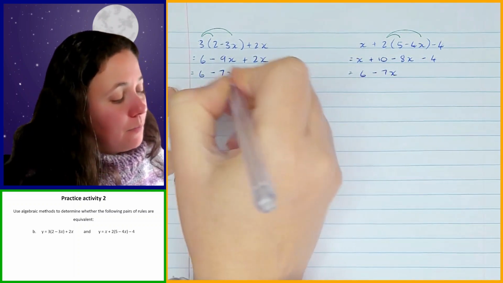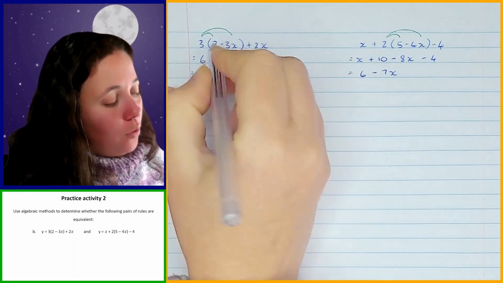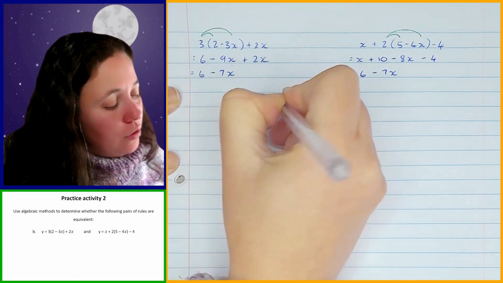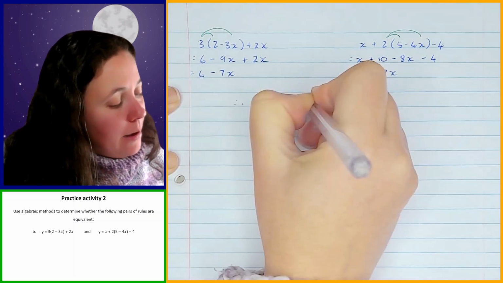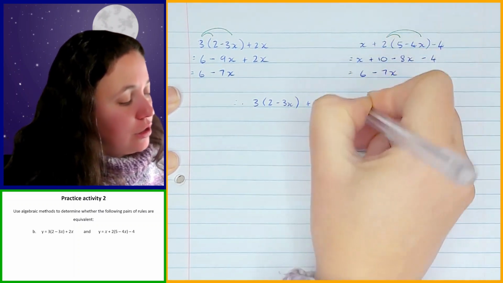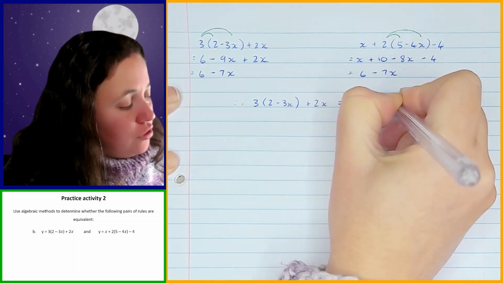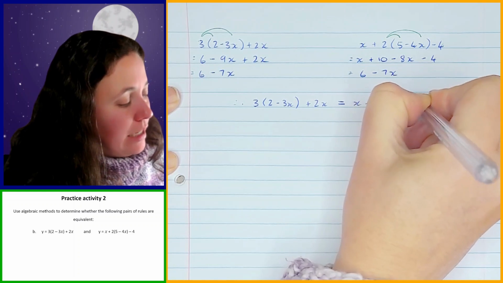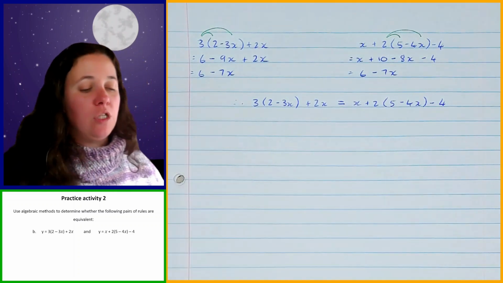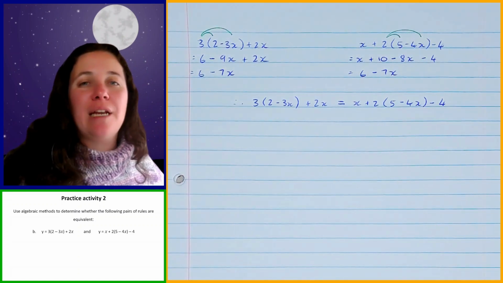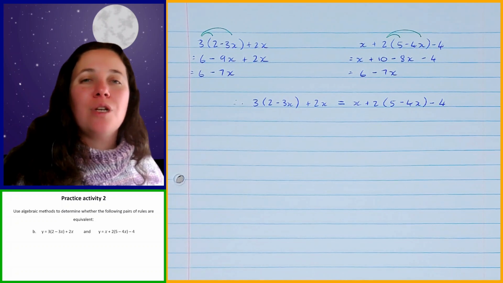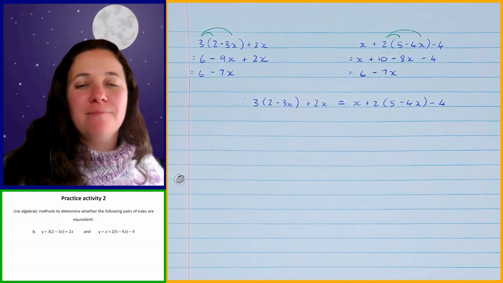So now I can say, because they end up looking the same, therefore this expression, 3 times 2 minus 3x in brackets plus 2x, is the same as this expression, x plus 2 times 5 minus 4x in brackets minus 4. So those are equivalent to each other. So that's what we should have got for that example. And that is how we determine whether or not rules are equivalent to each other.